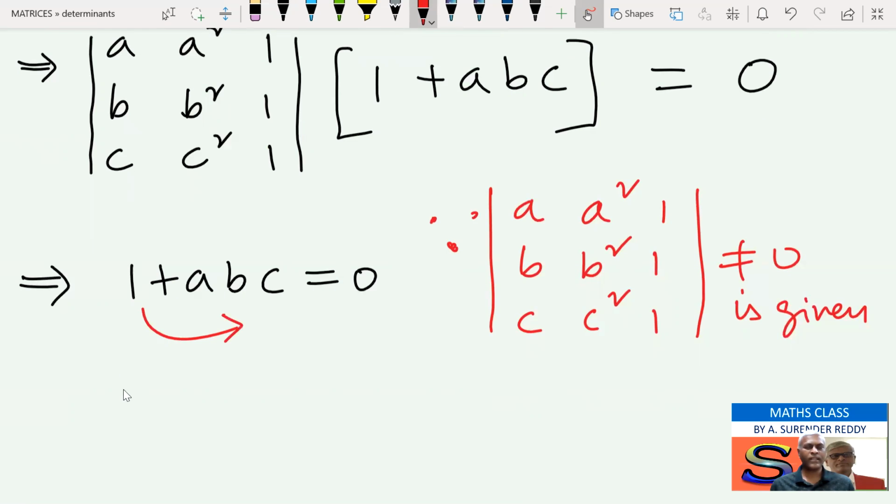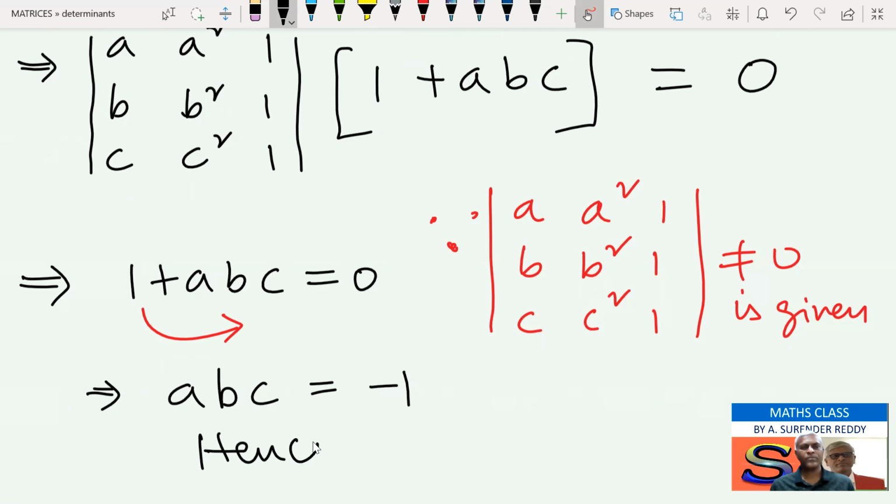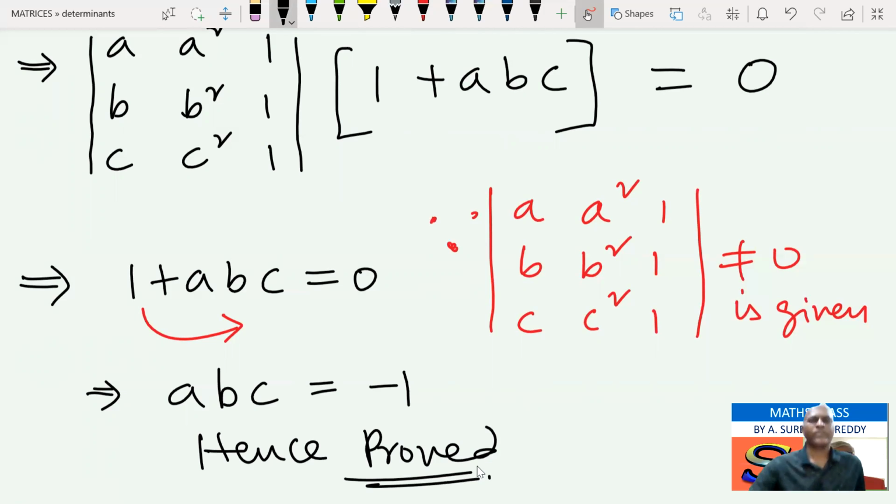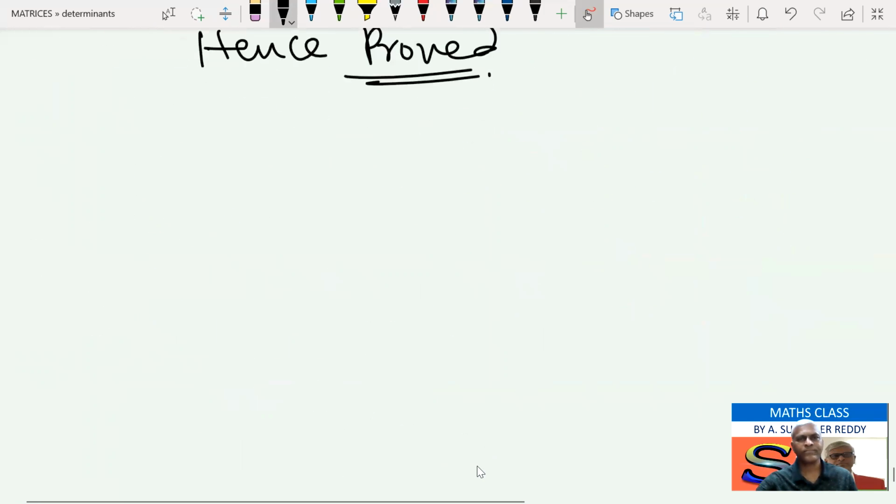And taking this right side, we get A plus B plus C. So this gives A plus B plus C, ABC is equal to -1. ABC is equal to -1. So hence proved. Very important question. Long question, this is also.